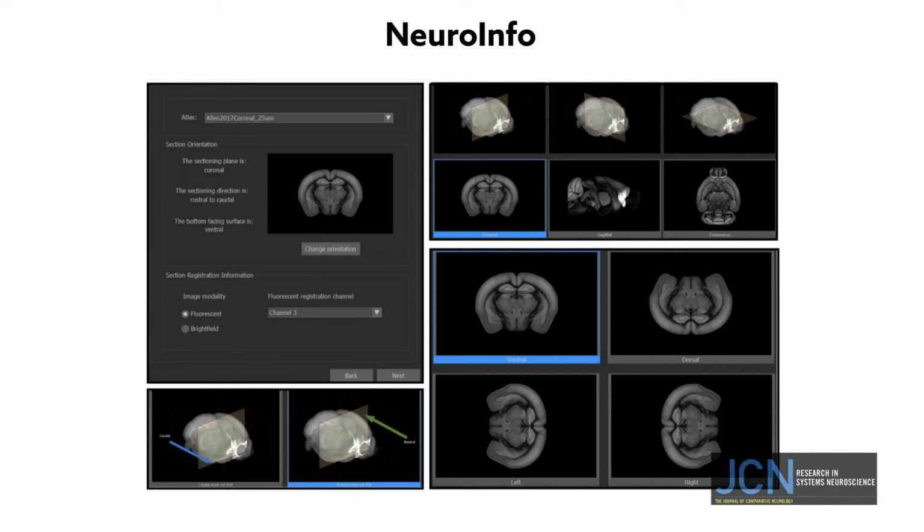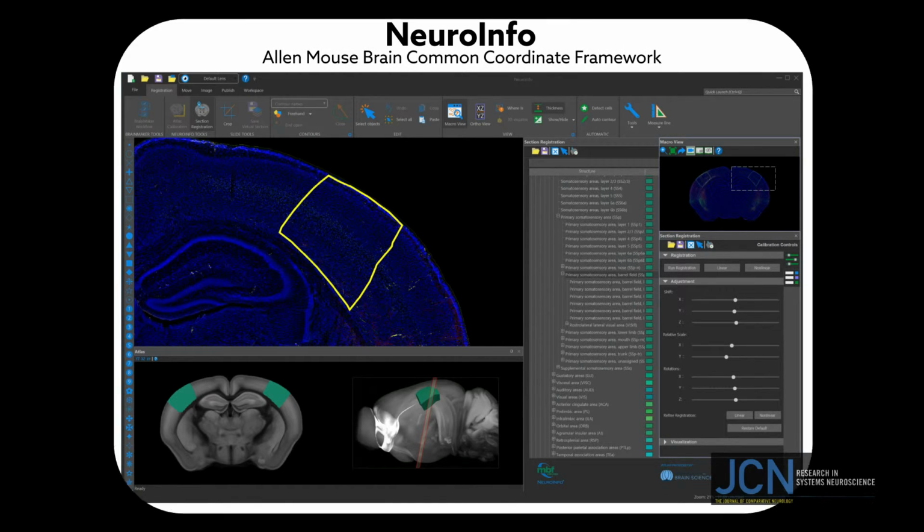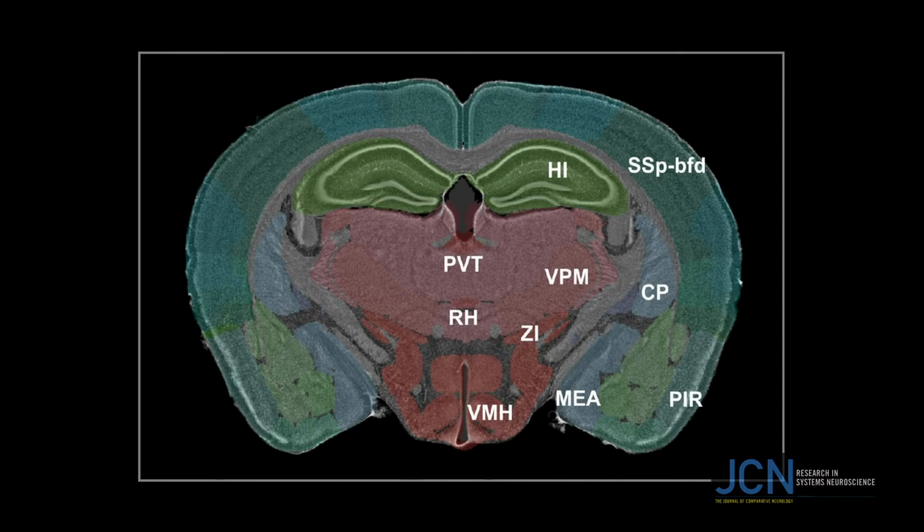This is achieved through the automatic registration of a digital image of an experimental brain section with a 3D digital brain atlas based on the Allen mouse brain common coordinate framework. NeuroInfo uses this registration to retrieve anatomic region specifications from the atlas. This information is then superimposed onto the image of the experimental section.